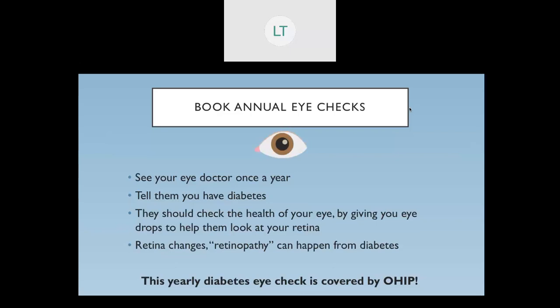So it is covered by OHIP when you have diabetes to get your eyes checked yearly. You just need to make sure that you tell them when you go for your appointment that you do have diabetes, because they're going to do specific tests looking for these changes. So that's really important. As well, if you ever notice changes in your vision, making sure that you're addressing that as well.